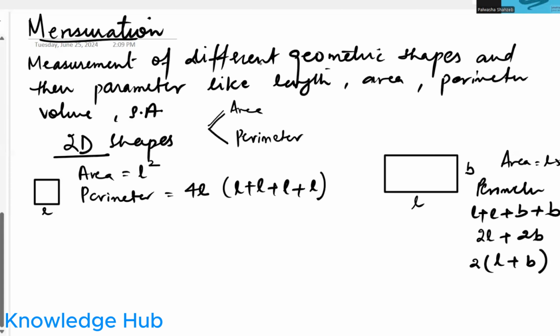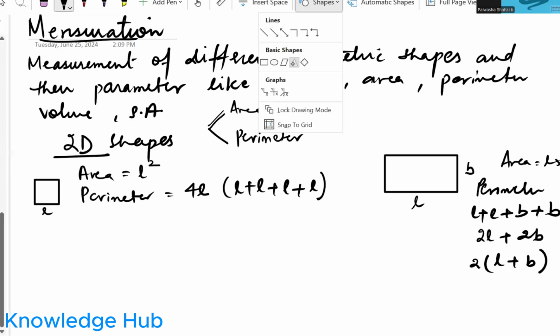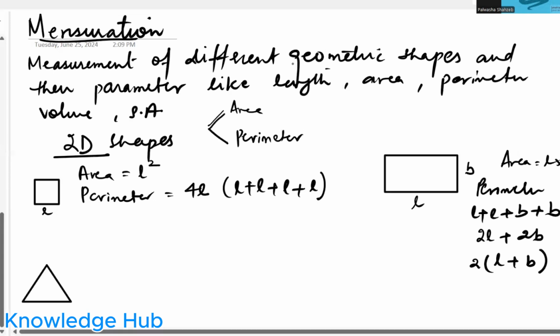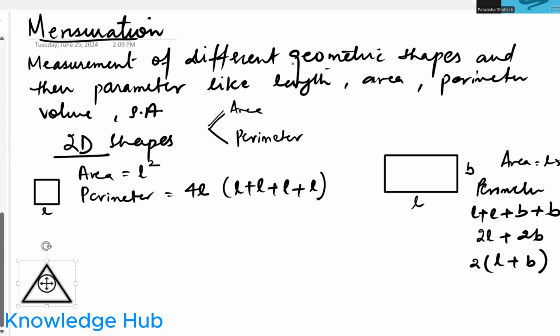So this is the square and then the rectangle. For the square, we have area L squared and perimeter 4L. And for the rectangle, we have area L times B, and perimeter 2L plus 2B. Okay, let's talk about another 2D shape. Let me just make it first. All right, so that is a triangle. Now for a triangle, the area is half into base into height.